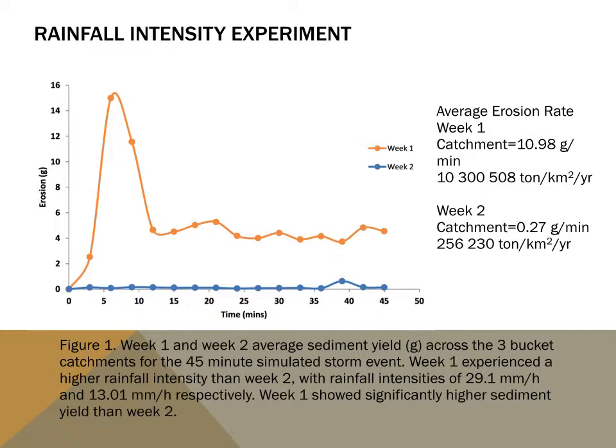The second week had a rainfall intensity of 13.01 mm per hour, and generated far lower sediment yields, as displayed in Figure 1. The level of erosion generated throughout the simulated time period remained at a relatively constant low level. The average erosion rate was calculated to be 0.14 grams per 30 seconds, which over the bucket catchment area is equivalent to 256,230 tons per kilometre squared per year.